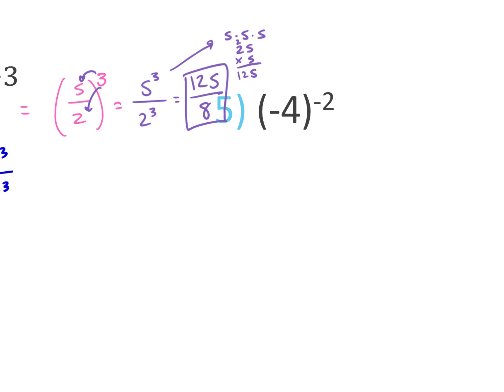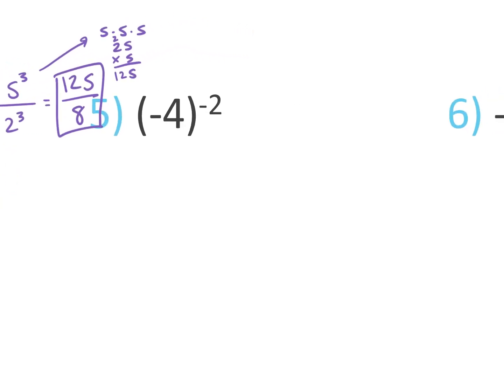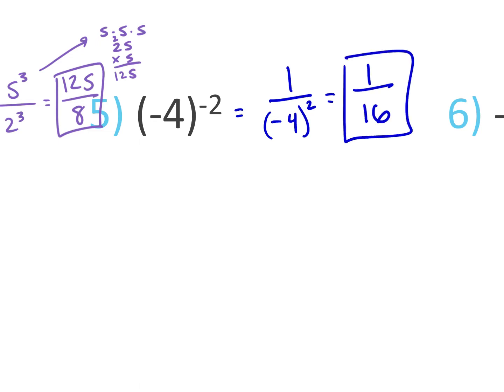Any questions there? All right, let's look at 5. What should I do first here? Put it on the bottom. What's going to go to the bottom? Negative 4 squared. Perfect. What is negative 4 squared? 16. So our answer would be 1 over 16.